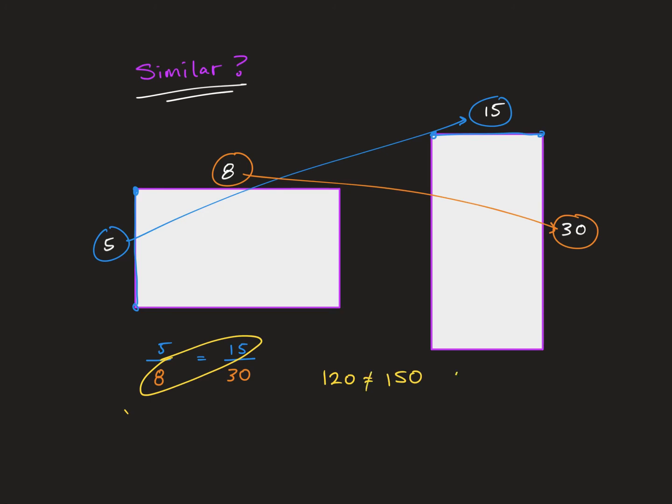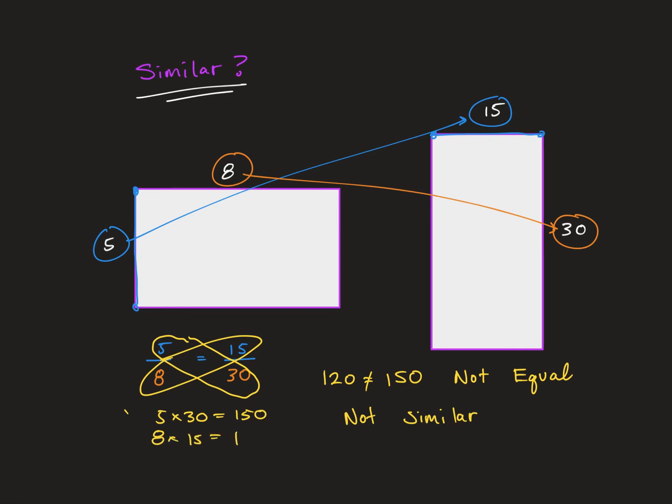And it is not. So since it's not equal, this is a key piece here. Since the proportion does not set up equal, then this is not similar. And that's something you can really use. Use the size, set up a proportion, multiply diagonally. 5 times 30, that's where you get the 150, and the 8 times 15, that's where you get the 120. Since they're not equal, they're not similar.